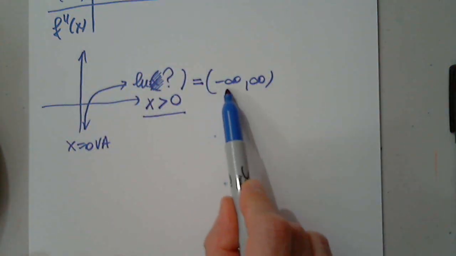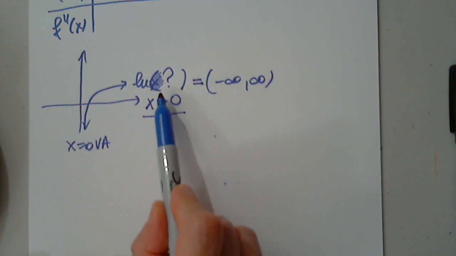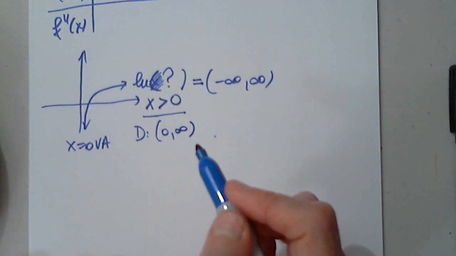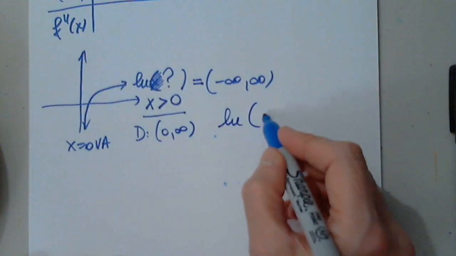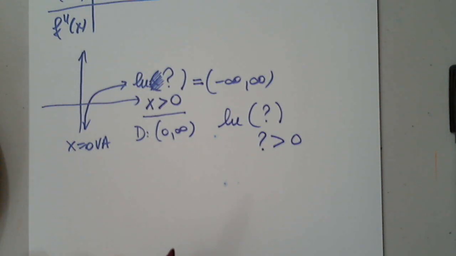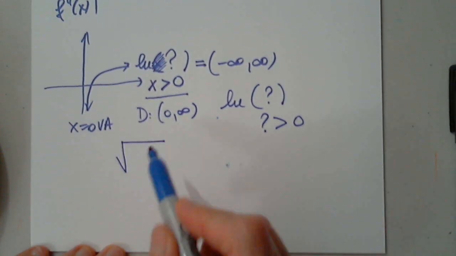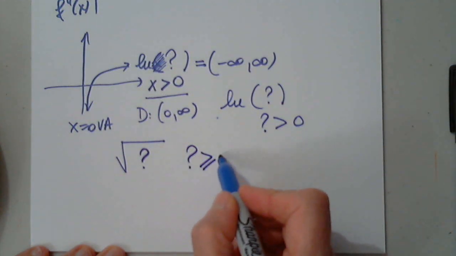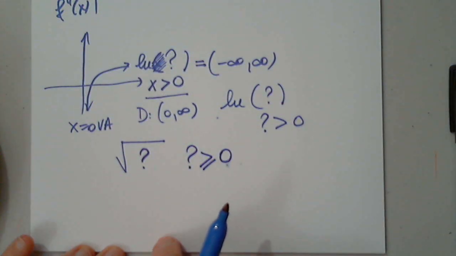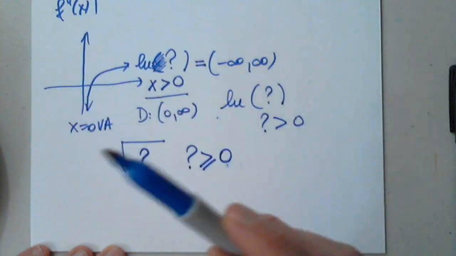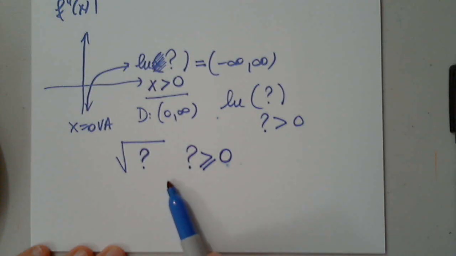We're not asked about the range. We're asked about the domain. So the domain of this function is 0 to infinity. Now, natural log of anything, this quantity has to be greater than 0. It's very similar to the square root. If I have the square root of whatever, this whatever has to be greater than or equal to 0. But here I cannot have 0. So these two are kind of similar in domain, but not 0 here, but 0 here.